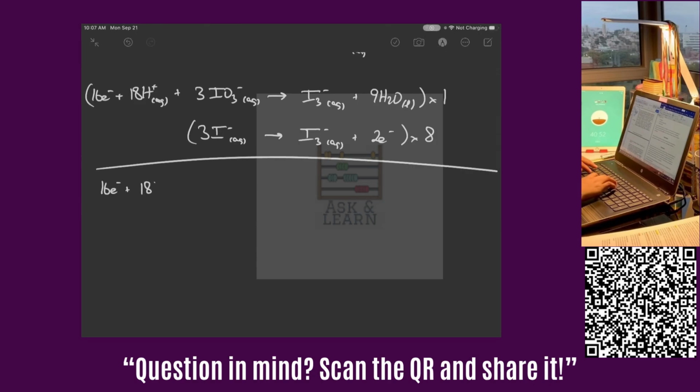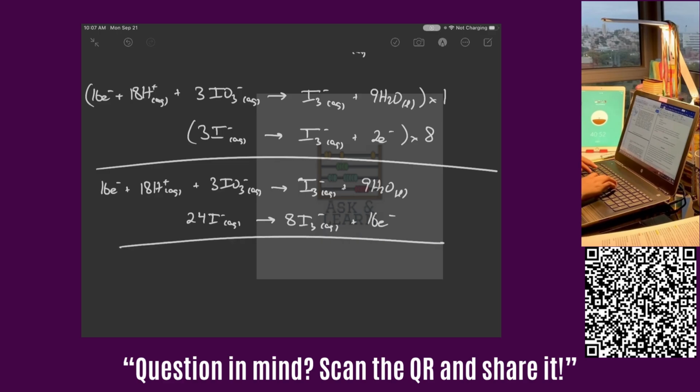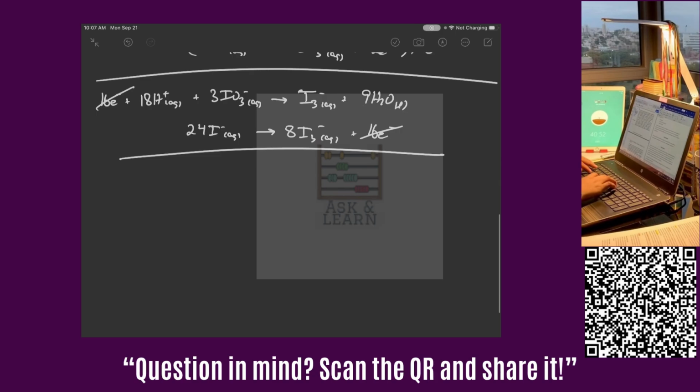16 electrons, 18H plus, 3IO3 minus, I3 minus, 9H2O, and times 8, 24I minus, 8I3 minus, and 16 electrons. 16 electrons will cancel, and I'm left with 3IO3 minus, 24I minus, 18H plus, to 9I3 minus, and 9H2O.